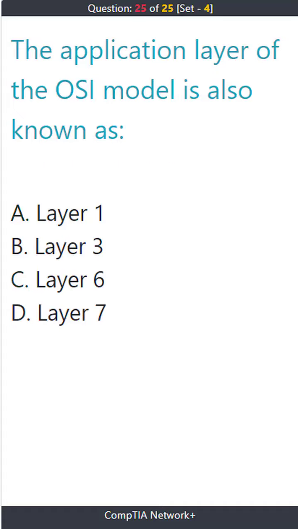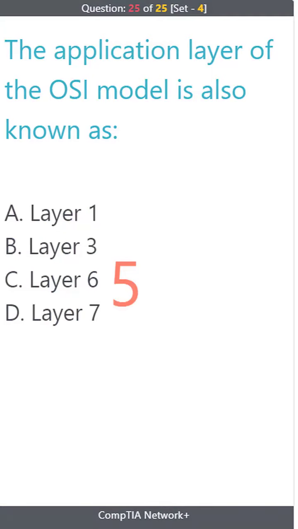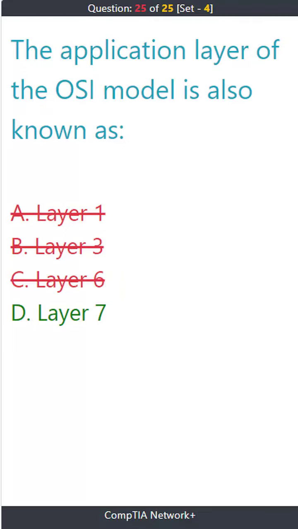Question 25. The application layer of the OSI model is also known as A. Layer 1, B. Layer 3, C. Layer 6, D. Layer 7. The correct answer is D, Layer 7.